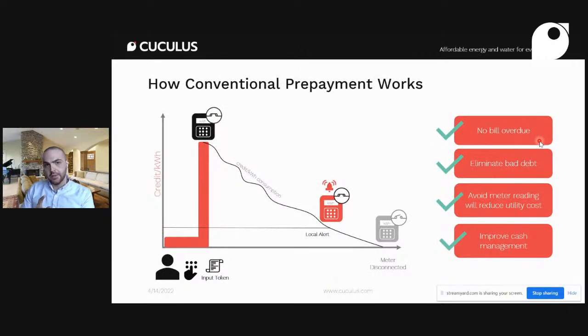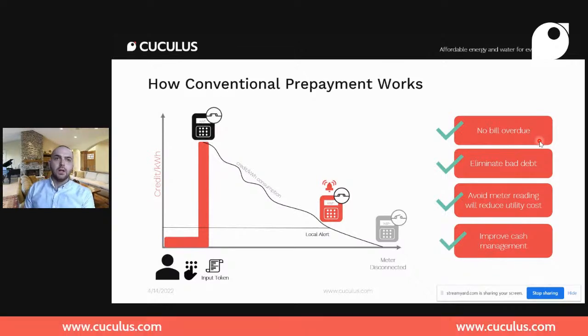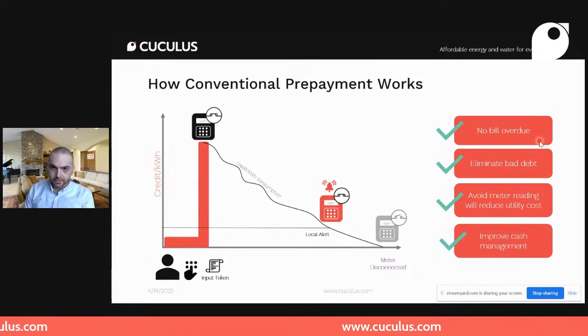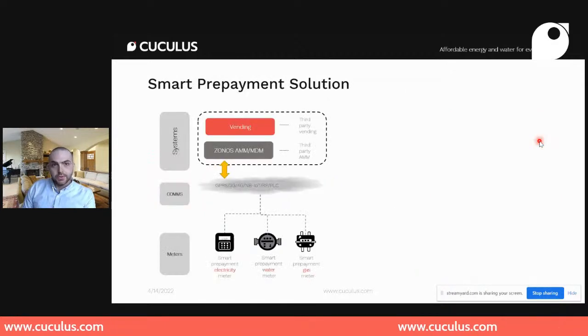But one thing about conventional prepayment: we are still missing some important functions to make it the best solution ever for prepayment. The meter itself is considered an asset for the utilities, a very important asset. But unfortunately, in conventional prepayment, it's true that they can collect money in advance, but the utility is totally blind about what is happening to this meter in the field. They cannot monitor or follow up on it. And here comes the solution, which is the smart prepayment solution.